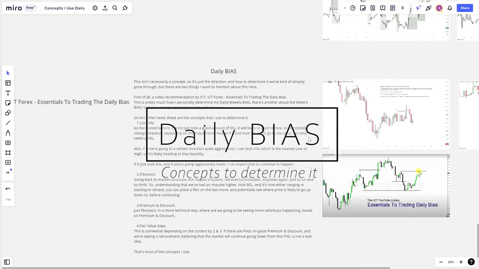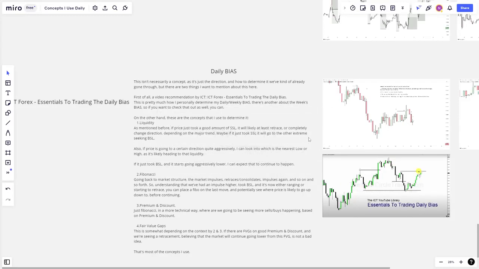The daily bias is not a concept, first of all, but it's something really important. In my opinion, it is not necessary, as we'll discuss later. I don't think it's necessary, but I do believe that it is something that can give us a little bit of an extra percentage in our favor, an extra percentage in probability, I mean, right?